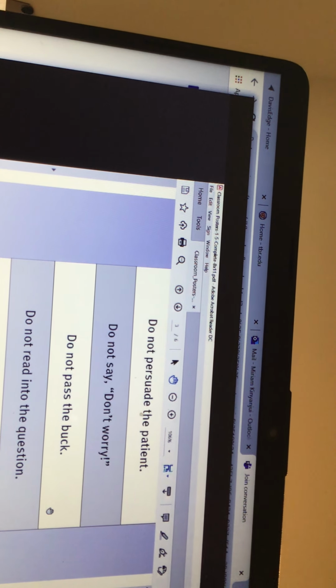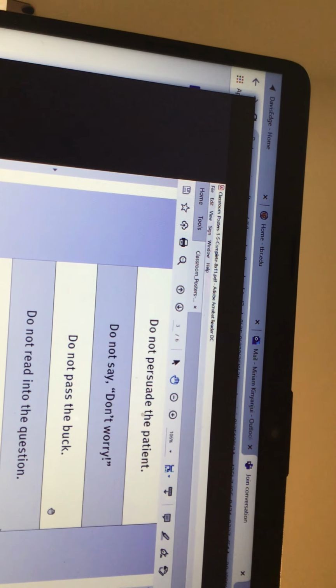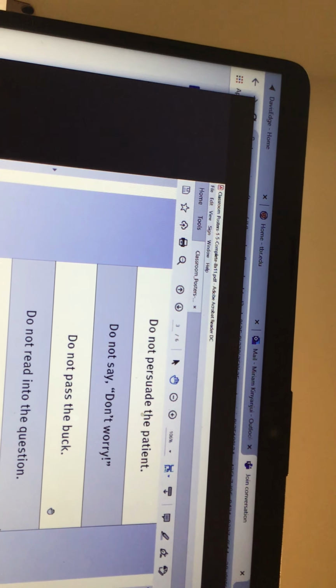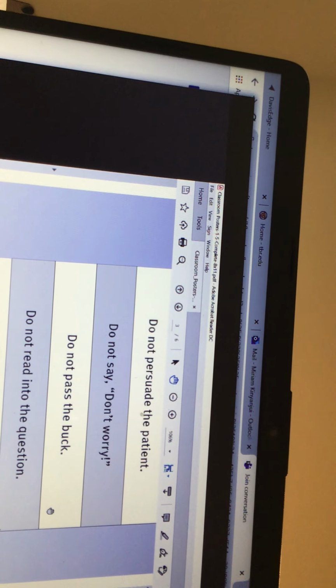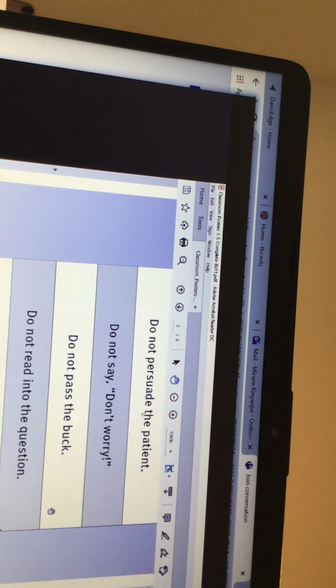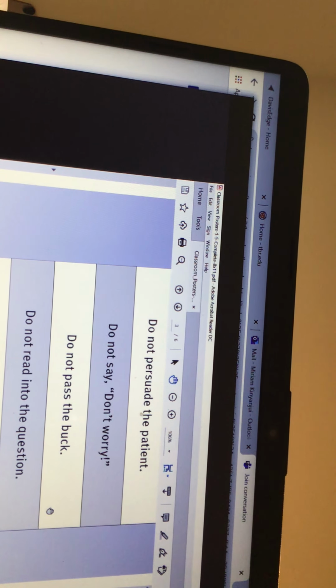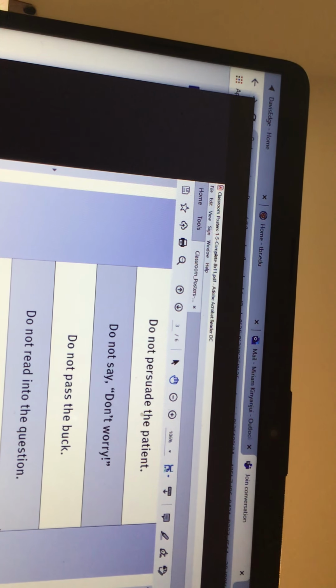And be careful about do nothing answer choices. If it says something like, wait until tomorrow and then call the doctor, that might not be the answer. That's kind of a do nothing. Or if the answer choice says, tell the patient to call the doctor in 3 days, again, that might be a do nothing. So be careful with those.